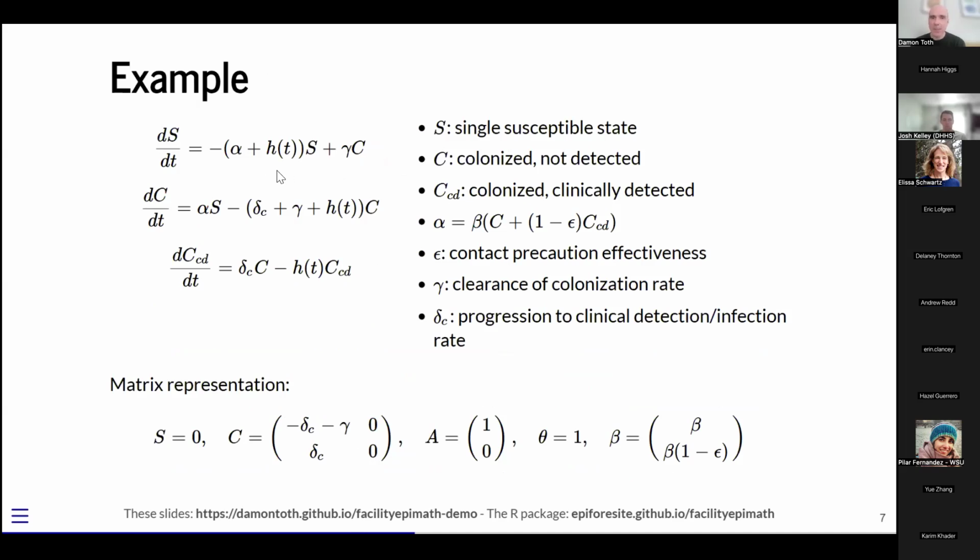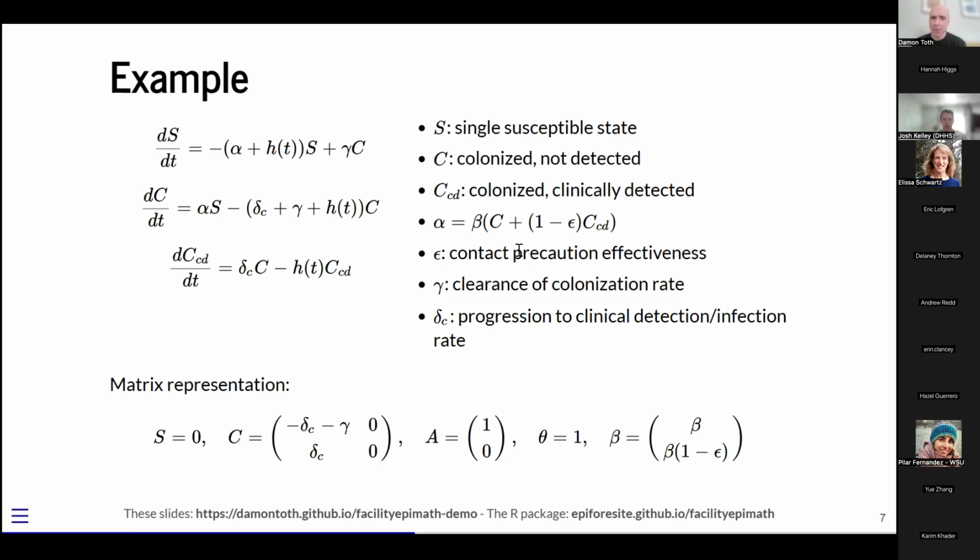So here's a relatively simple example. Only one S state, so all patients who are susceptible in the facility are just in the one S state. And we have two colonized states, which represent patients who are not detected as being colonized. So these would be like asymptomatically colonized patients who could still transmit. And then the C sub CD stands for clinically detected. So those would be patients who progress to some kind of symptomatic infection that inspires a clinical test and are identified as being infected with this organism, and put under contact precautions.